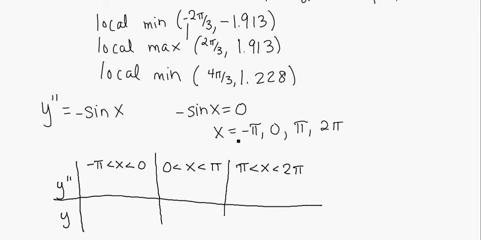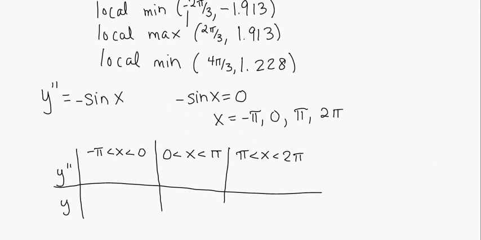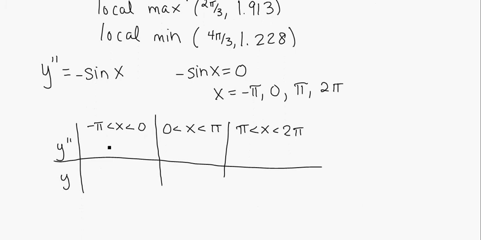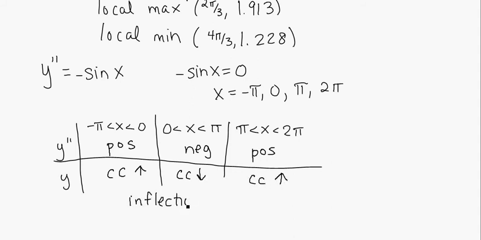Okay, for time's sake, I'm not going to go through the whole exercise again with the graphing calculator. I'm just going to tell you that in this interval, we get a positive second derivative, in this interval, a negative second derivative, and here a positive. So this tells me that my graph is concave up, then concave down, and then concave up again. So we have inflection points where it changes concavity.